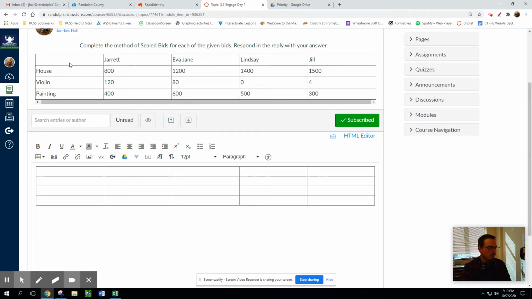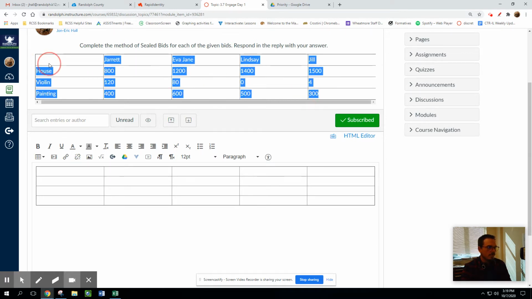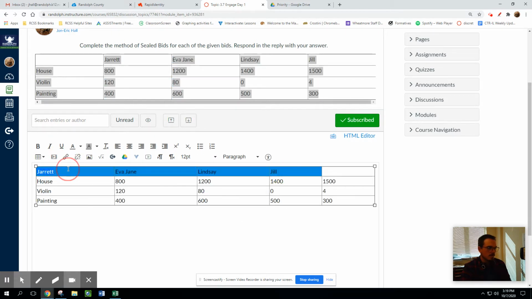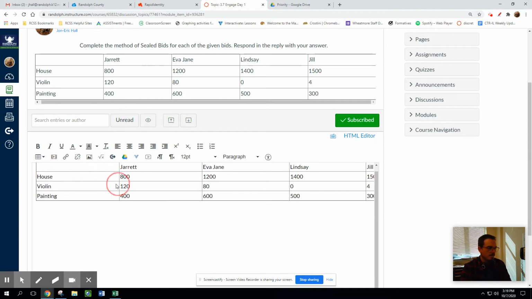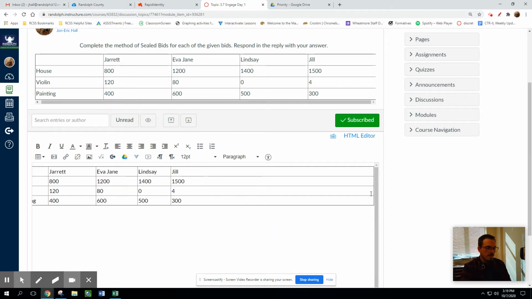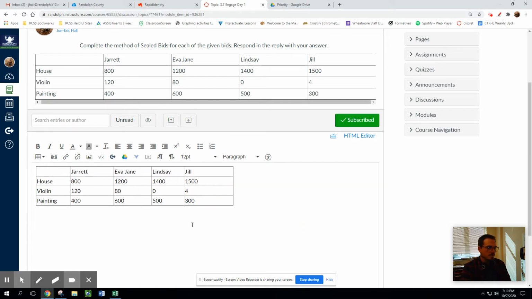Now I will copy and paste, and I will cut these names and put them in their correct places. There. Nice, neat, a little bit better to look at. Let's shorten all this up.